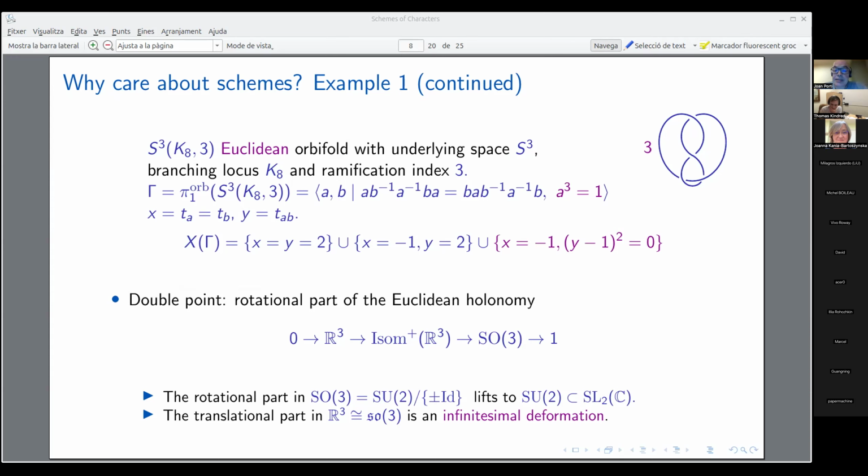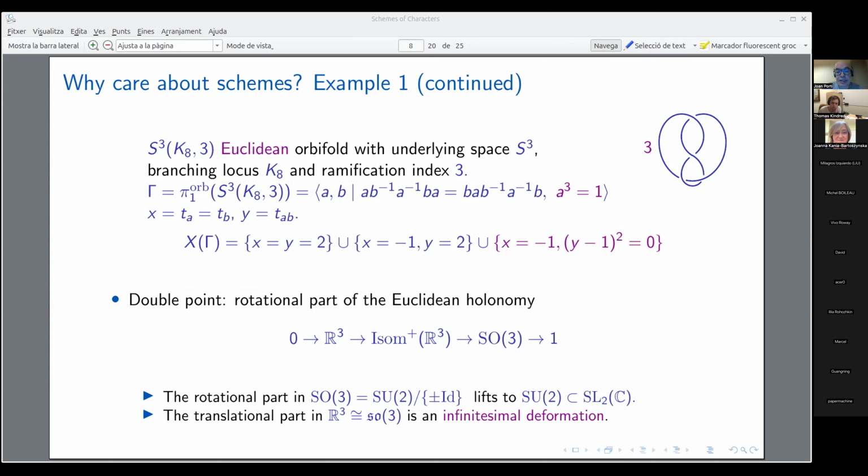And what happens with the translational part? Well, the translational part is there, but we don't see it as a representation. We see it as an infinitesimal deformation. Okay, so in fact, as Lie algebra, this was what Lou was explaining in the previous talk. As Lie algebra, R3 is the same as SO3, which is SU2. Okay, and well, there is a whole theory of infinitesimal deformations, cohomology, and so on, which I will not explain here, but that's well established.